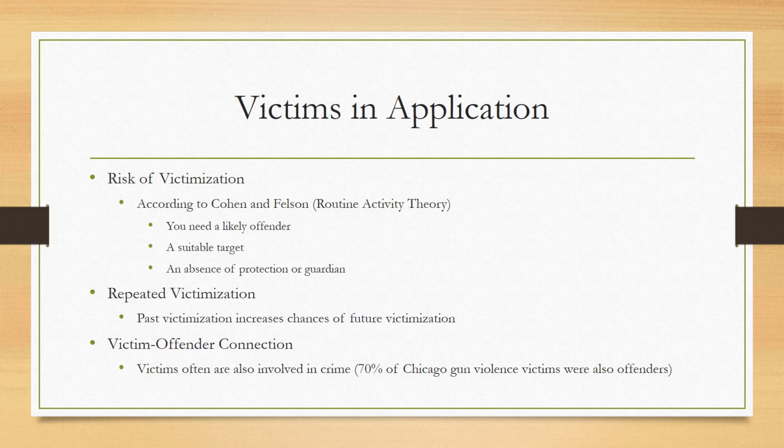And you can see this most clearly in things like domestic violence. But even in Chicago gun violence, in a recent study, 70% of victims also had some offense or were offenders as well in some way. Maybe they had an illegal gun. Maybe they were dealing drugs.